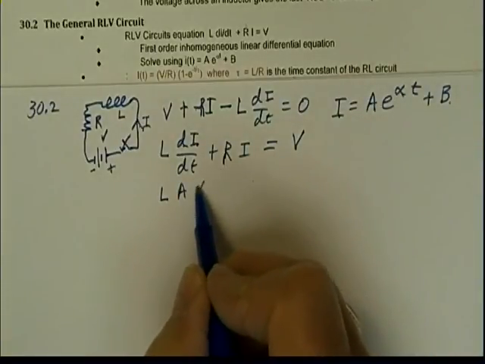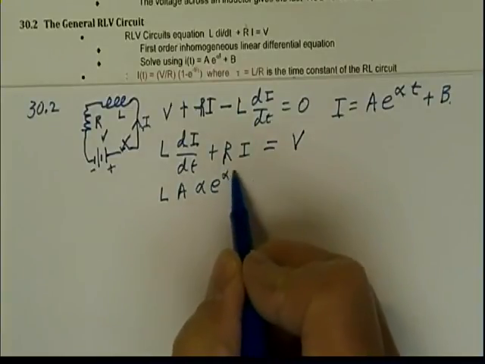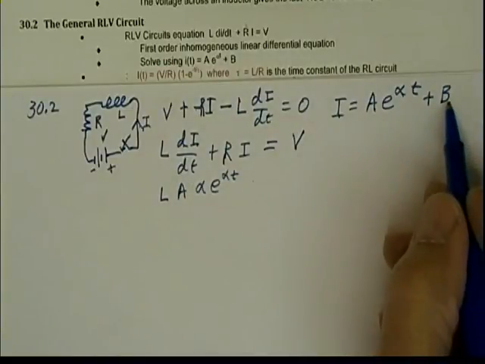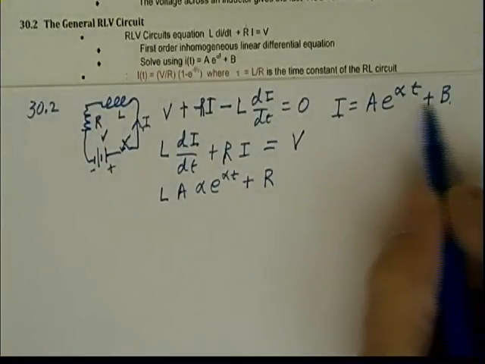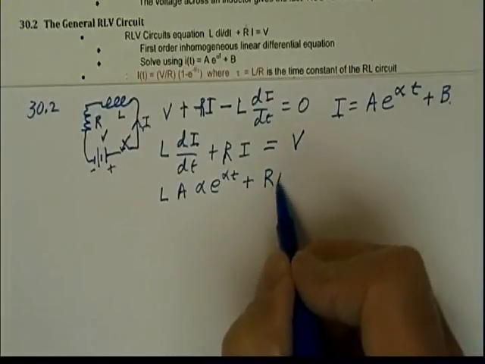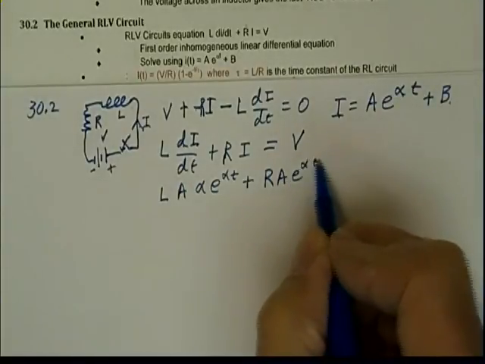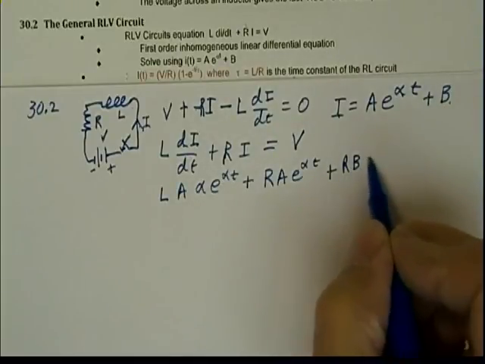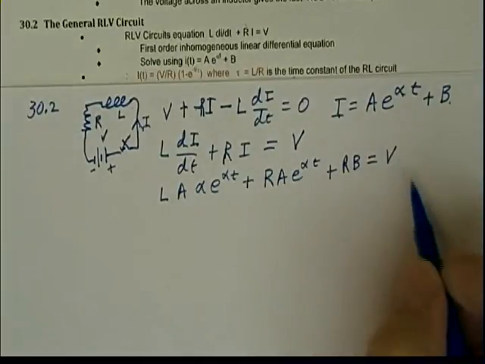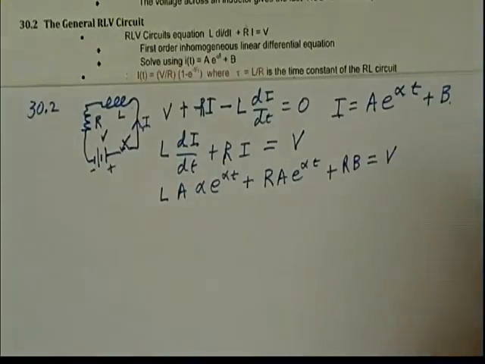So this is A alpha e to the alpha t, and the derivative of the constant is 0, so we don't have it, plus R times this whole thing, the current. That would be R times A e to the alpha t, plus R times B, and this whole thing must equal V, which is the voltage.